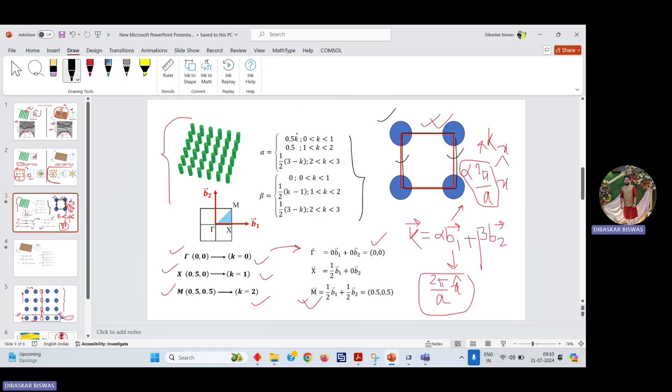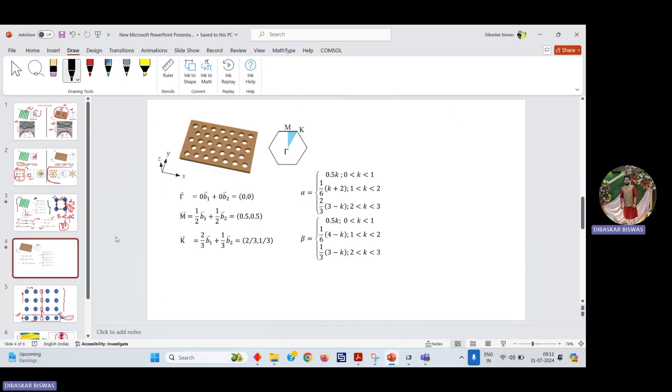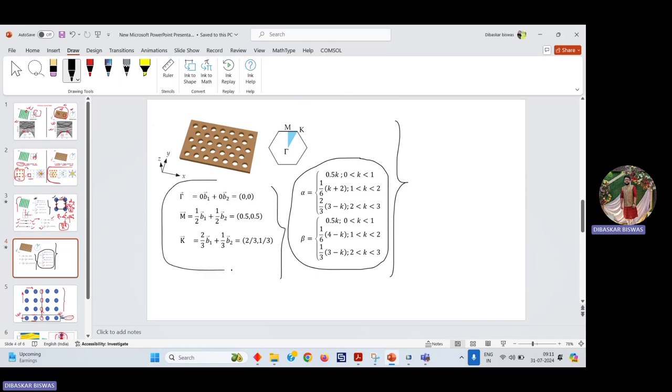How we have calculated this alpha and beta, you know from the previous video, where they were calculated intuitively from these points. From gamma to X, we are moving from 0, 0 to 0.5, 0, so accordingly you have to intuitively calculate the formula for alpha and beta, and then we shall use it in the console. For this kind of structure, it is the same formula that we used in the previous video. You can refer to that, to see how these are calculated from the high symmetry points and how these coordinates are achieved.